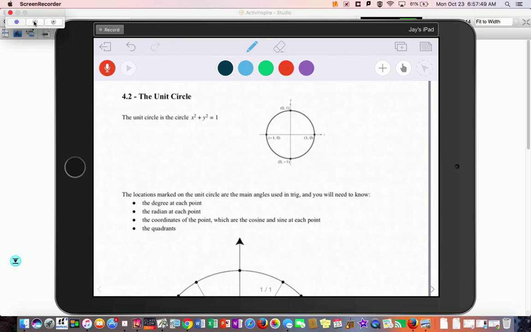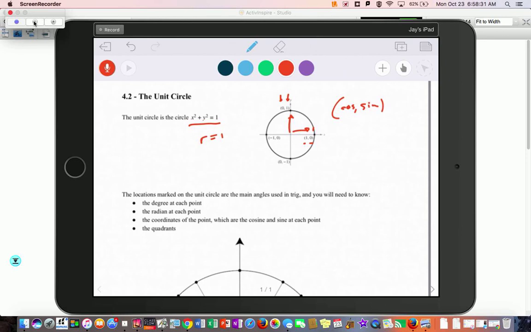In the 4.2 lecture, we'll deal with the unit circle. You'll notice they talk about this circle, x squared plus y squared is equal to 1. So this is talking about a circle with radius 1. If I go to the right 1, that's why x is 1 and y is 0. If you go up 1, x is 0 and y is 1. So those are the very first ordered pairs that you know.